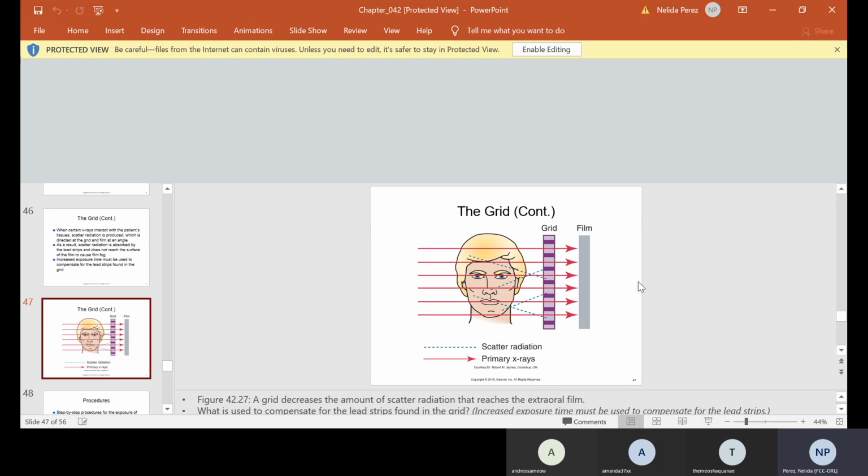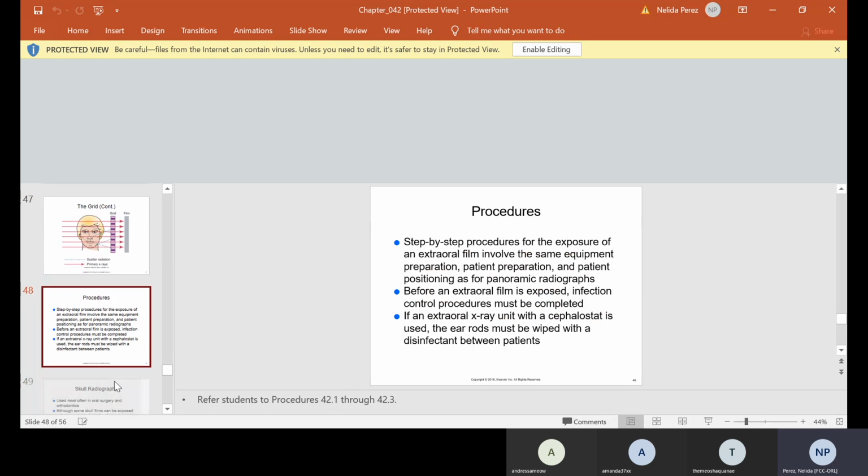And here's figure 42.27. Again, a grid decreases the amount of scatter radiation that reaches the extraoral film. So you'll have the patient, the grid, the film, all to protect the patient.